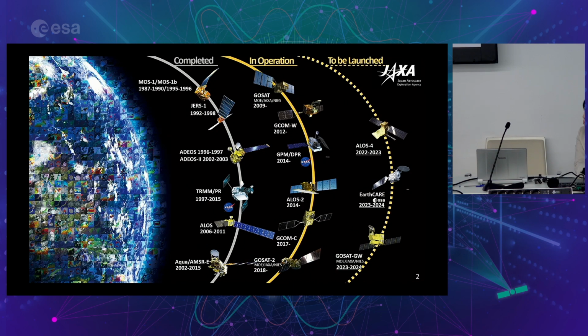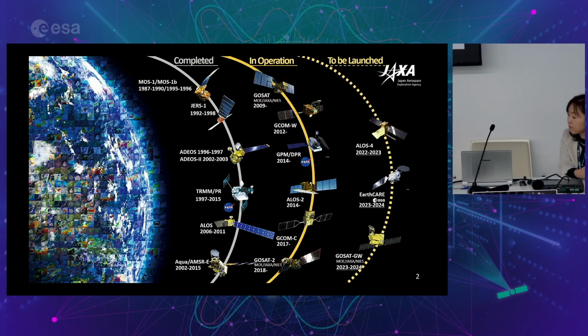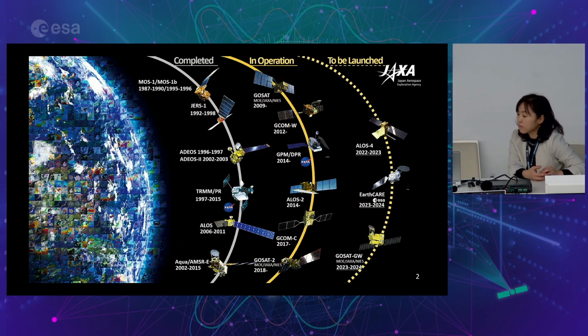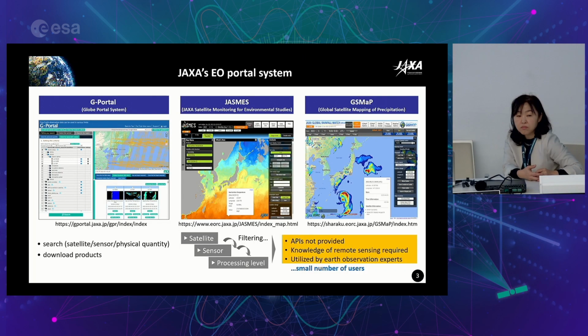Here is a slide of JAXA Earth Observation satellite history. JAXA plays an important role in providing solutions to various societal and global challenges and issues through its satellites. Fifteen satellites have been or are being developed so far, including collaboration with other space agencies. For conventional satellite data provision, JAXA operates a portal system called G-Portal.